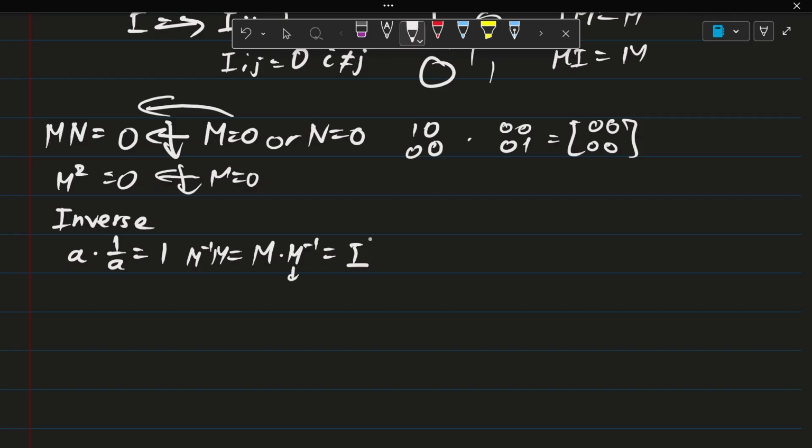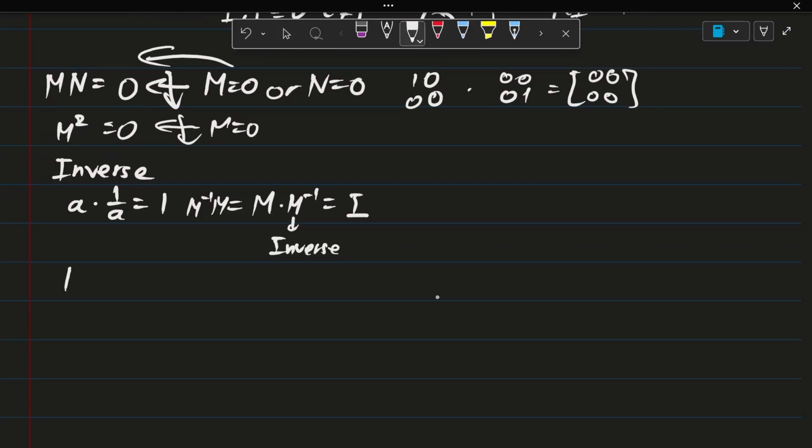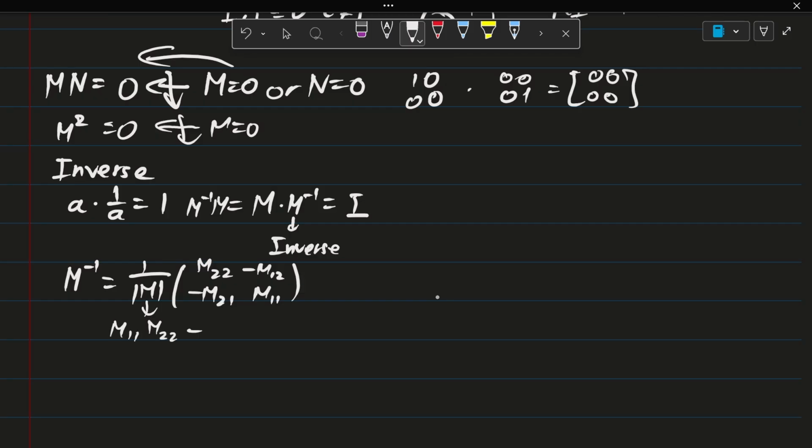So this matrix here is something which we call as the inverse. So it is a transformation of the matrix M which results it into the identity matrix. And we can do this for the 2 by 2. So the M inverse for a 2 by 2 is defined to be the reciprocal of the determinant of M, with the terms M22, negative M12, negative M21, and M11. So the determinant here is defined to be M11 M22 minus M12 M21.